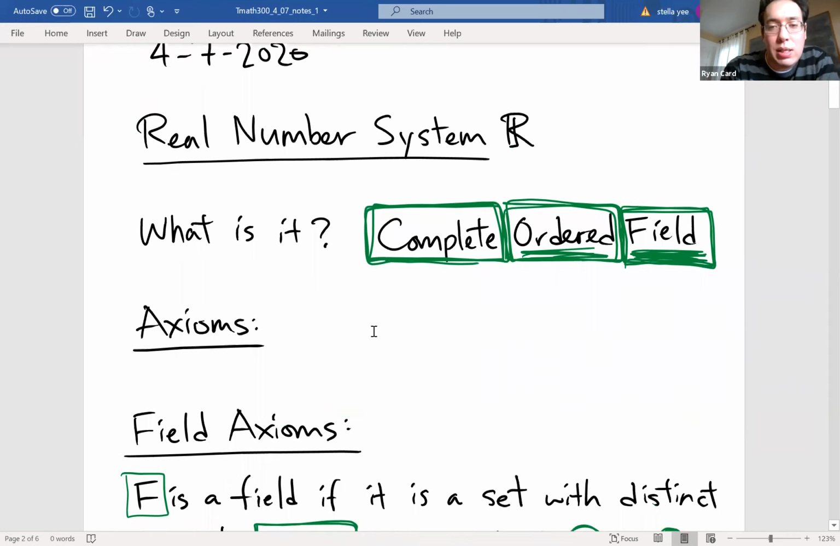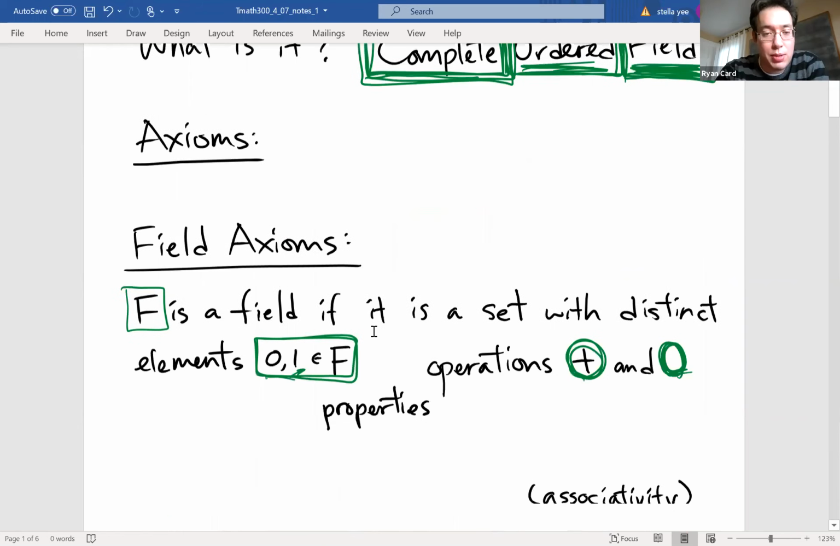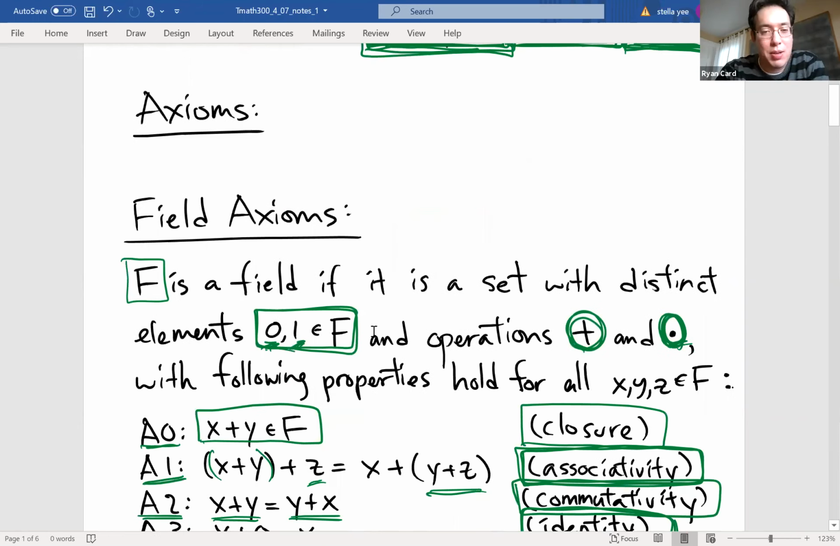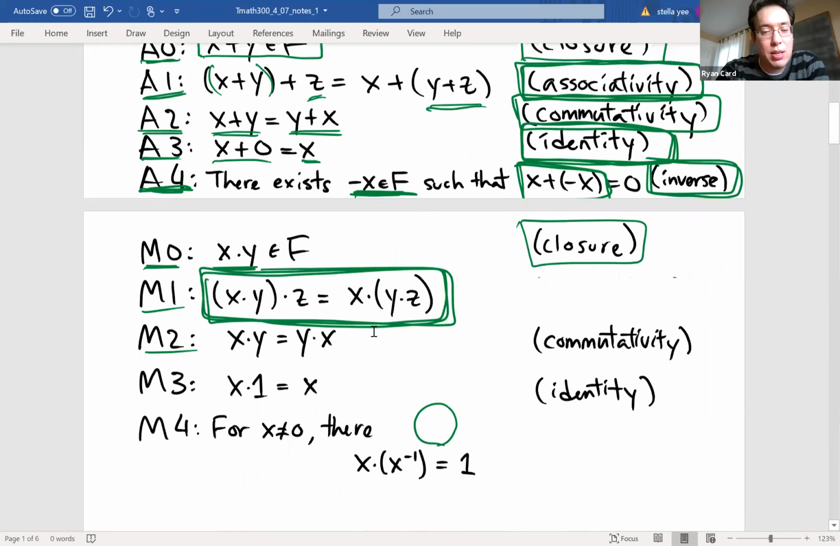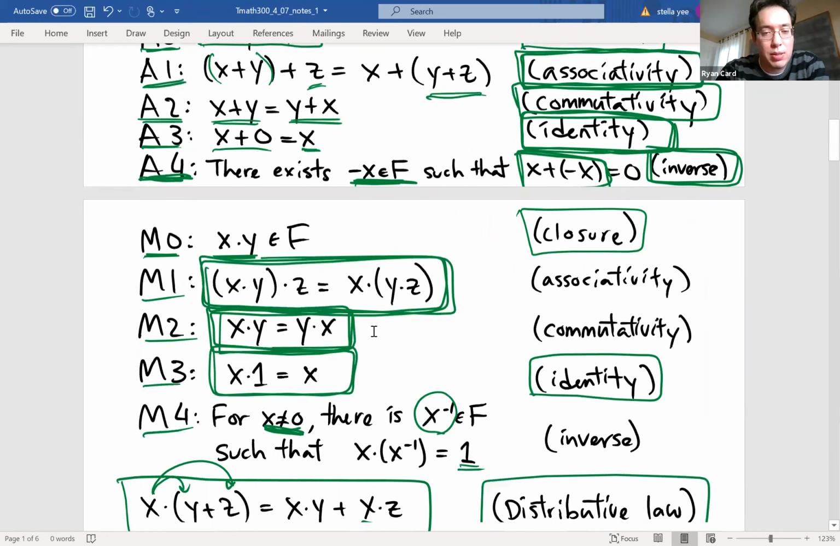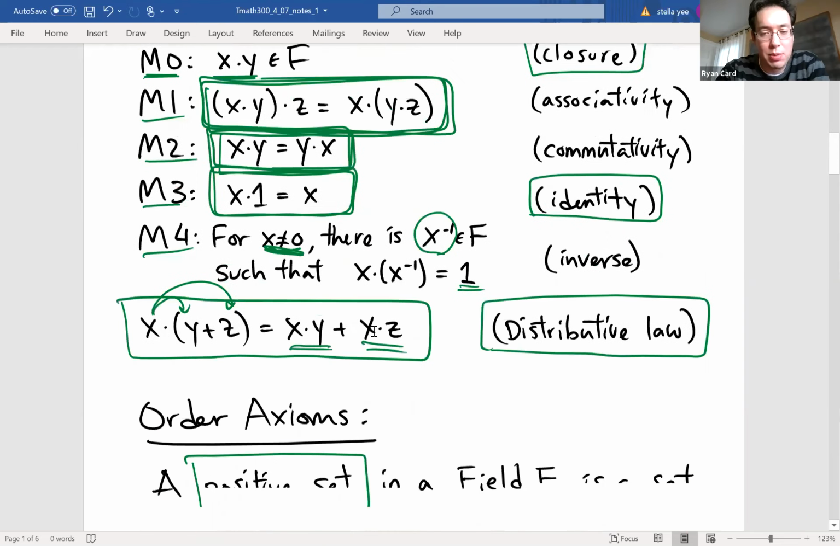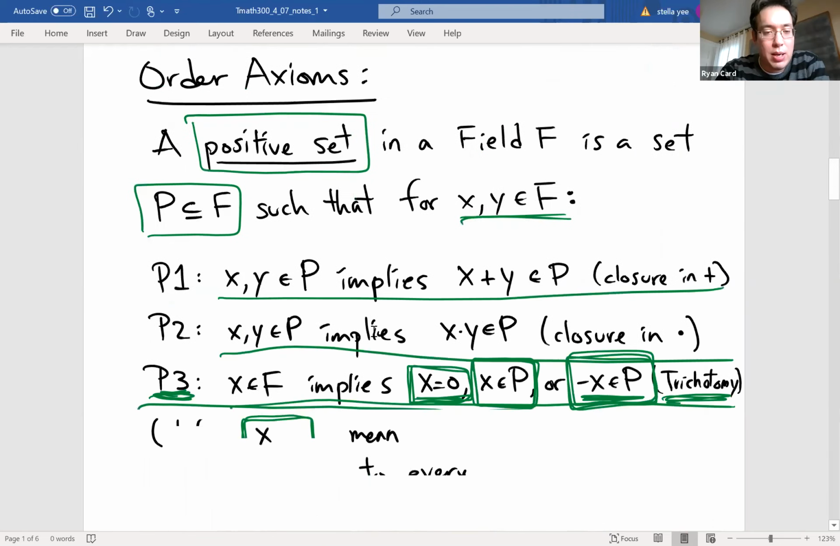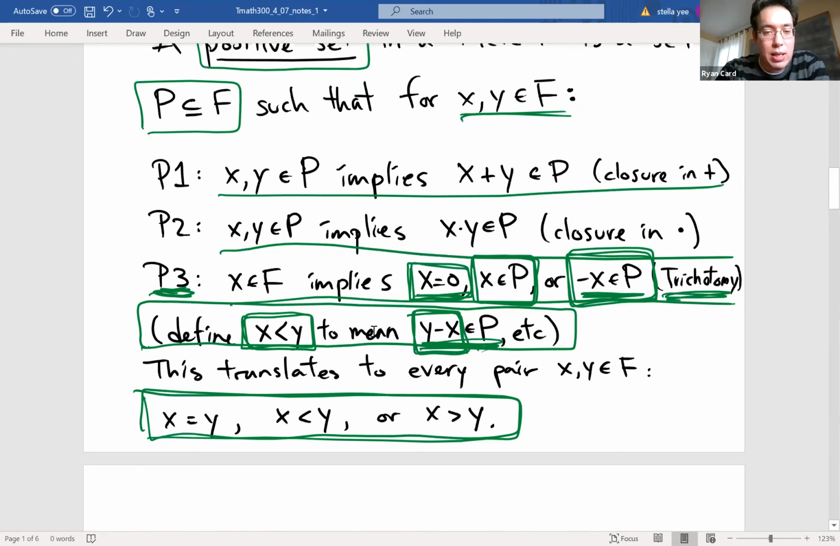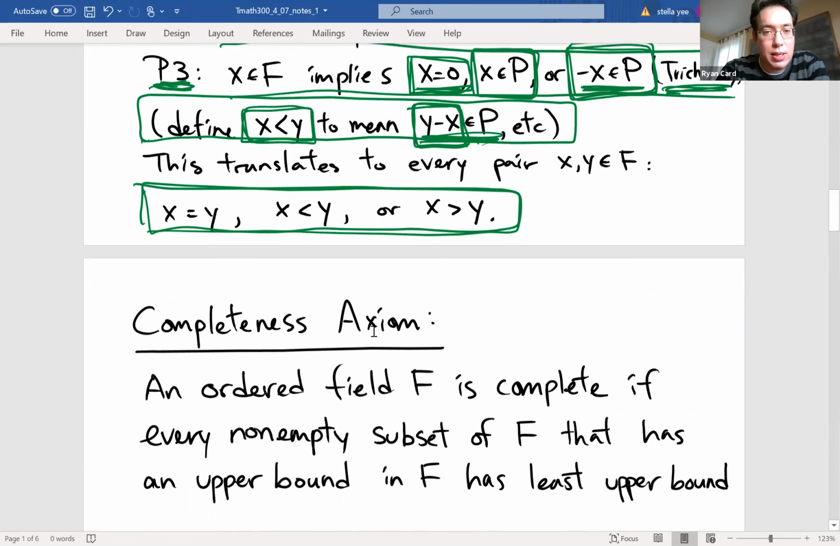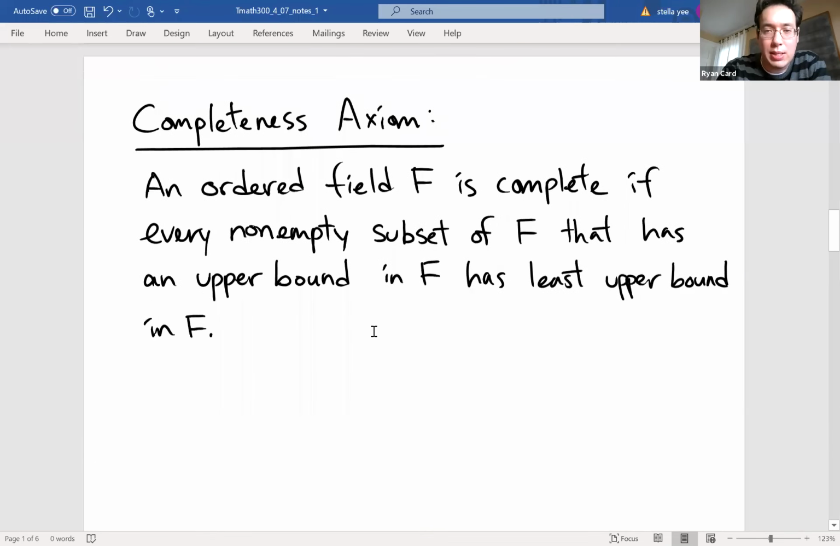And now it's time to talk about what it means to be a complete ordered field. It only requires one extra axiom. So we have, I guess, 15 rules in all to fully describe real numbers. And that's this axiom: the completeness axiom.